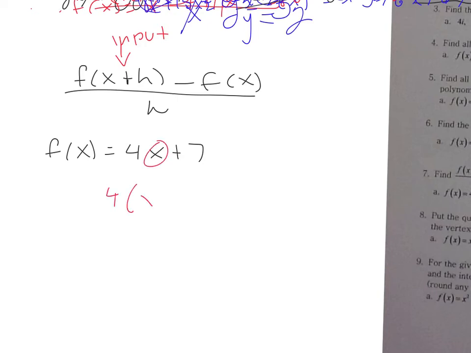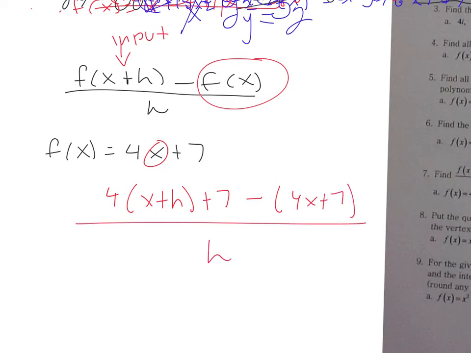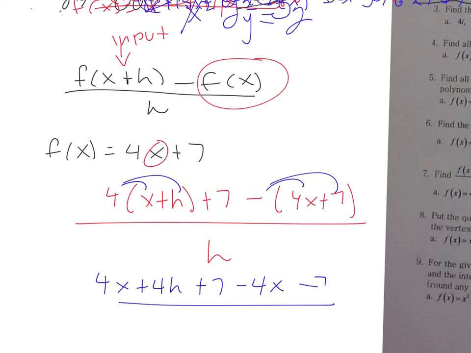So it's 4 times x plus h plus 7 minus, now I need minus f of x, which is the whole thing, 4x plus 7 divided by h. Now I simplify, distribute the 4, distribute the negative. 4x plus 4h plus 7 minus 4x minus 7, sorry, over h. All right, so we have 4x minus 4x, 7 minus 7, so I'm left with 4h over h, and then the h is reduced, so I'm left with positive 4.